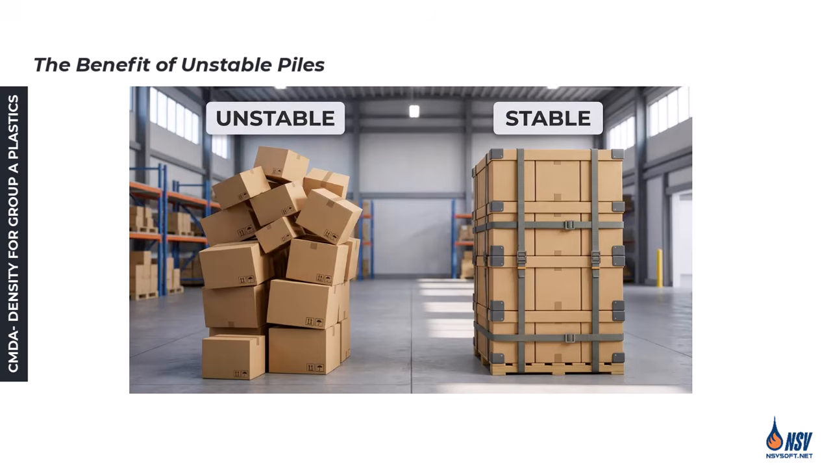While a flimsy pile is clearly unstable and a heavily strapped pile is distinctly stable, most of our commodities fall somewhere in between. Because a stable pile requires a more demanding sprinkler design, we take the more conservative approach. We always assume a pile is stable unless we are absolutely certain it is unstable.